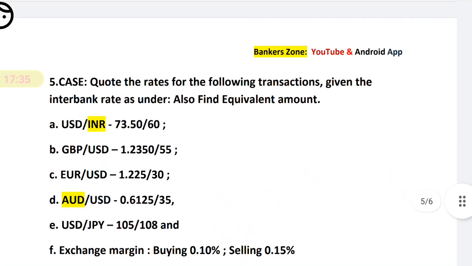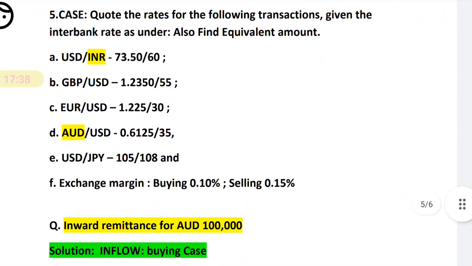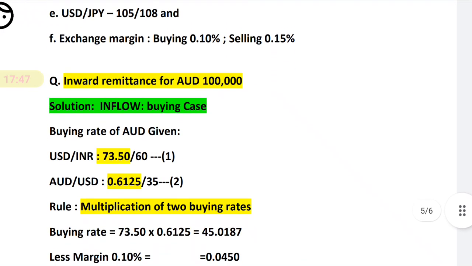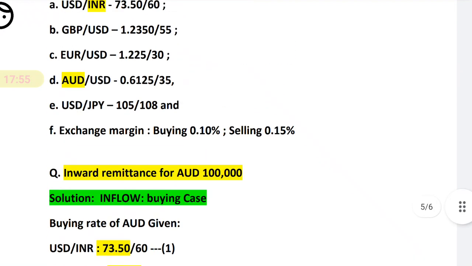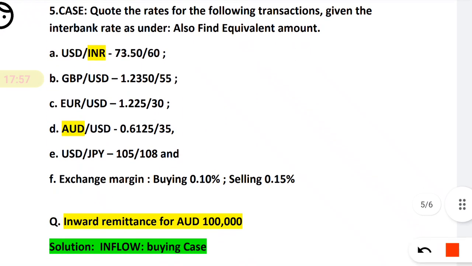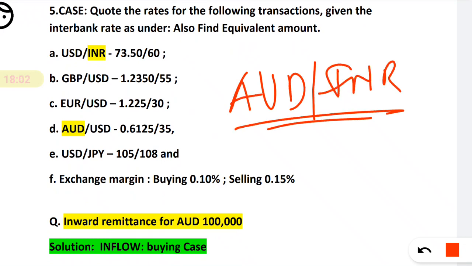Now next, fifth, again based on the same pattern we will discuss, with the same data. Now we will move to the problem statement: inward remittance of $1 lakh. 1 lakh what? Australian dollar. Do we have a direct relationship between AUD and INR? Check here, we do not have a direct relationship between AUD and INR. So let's look into the equations where we can find that.